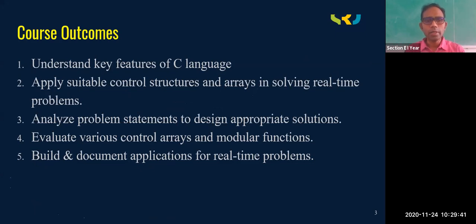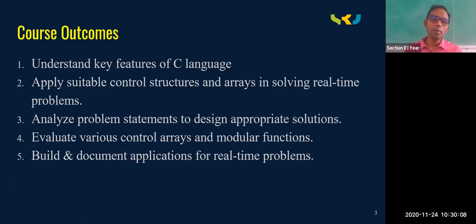So apply the suitable control structures and arrays in solving real-time problems. So you will be given real-time problems on which you are going to implement the control structures. Control structure means you are going to control some part of the program. Controlling some part of the program means depending on a condition, you are going to execute some part and you are going to omit the other part. And you are going to implement arrays in solving real-time problems. Don't worry, we are going to study all this.